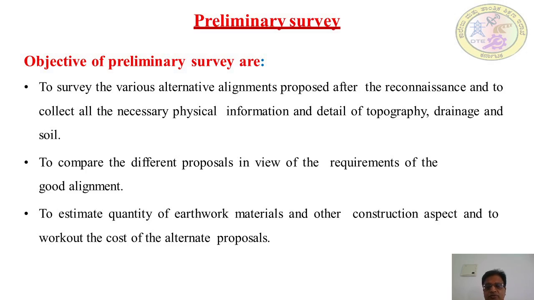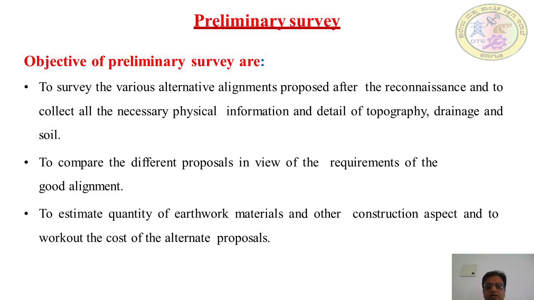So type of soil. You compare the different proposals in view of the requirement of good alignment. You have, say, for example proposal A, proposal B, and proposal C. So you just compare the different proposals, which is the best one. What are the advantages of each proposal? What are the disadvantages? What is the cost? How much would be the cost difference? Each and everything has to be calculated.